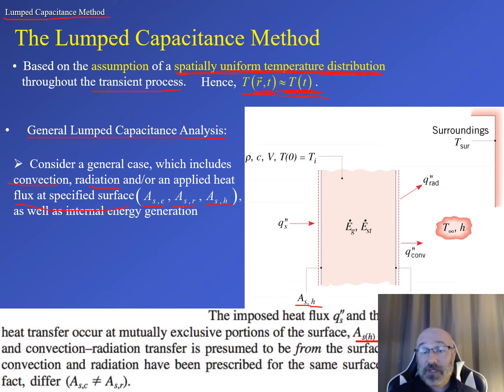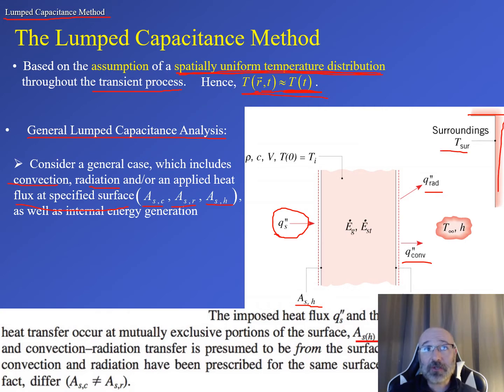We can see at our surface A sub s comma h, we have this imposed heat flux, our q sub s double prime. Now if we look over here at our A sub s comma c or A sub s comma r for that surface, we can see a radiation and a convection term that we'll have to deal with. Now we can also see here is our surroundings over here.